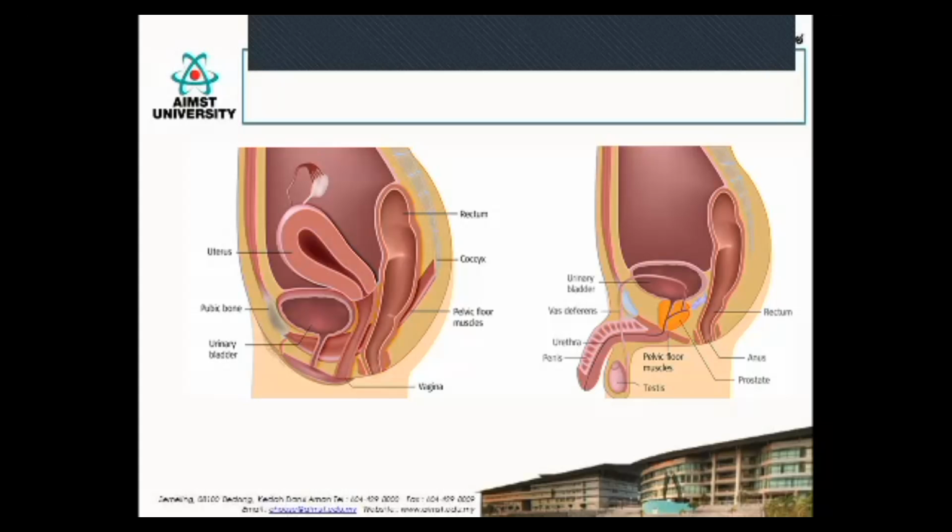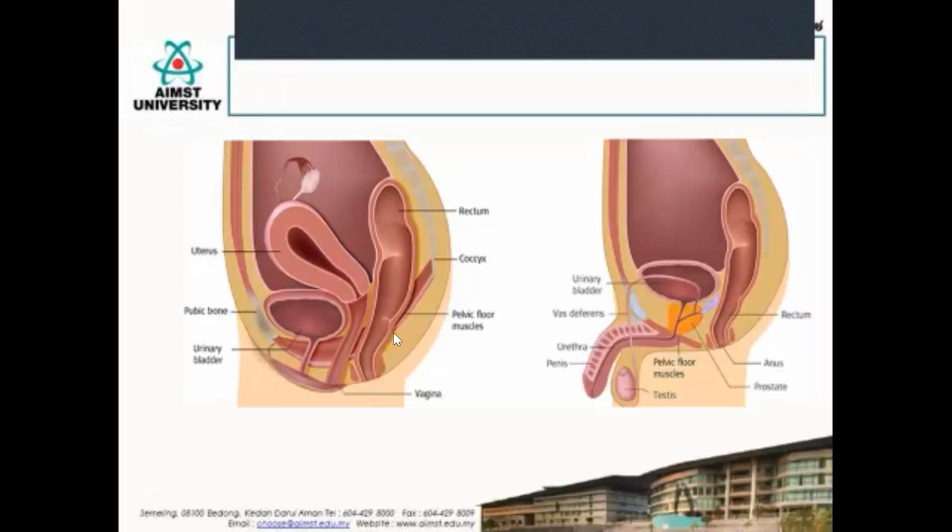So, if you see, this is a normal picture of the cross section of the pelvic cavity. The bladder, the uterus, and the rectum. This is anterior, this is posterior. Same thing in men, they have a bladder and the rectum. Down below, the pelvic floor muscle is the lower part which is controlling all three openings: the urethra, the vagina, and the rectum or anus. Even in men, the pelvic floor muscle will be controlling the urethra and the anus.